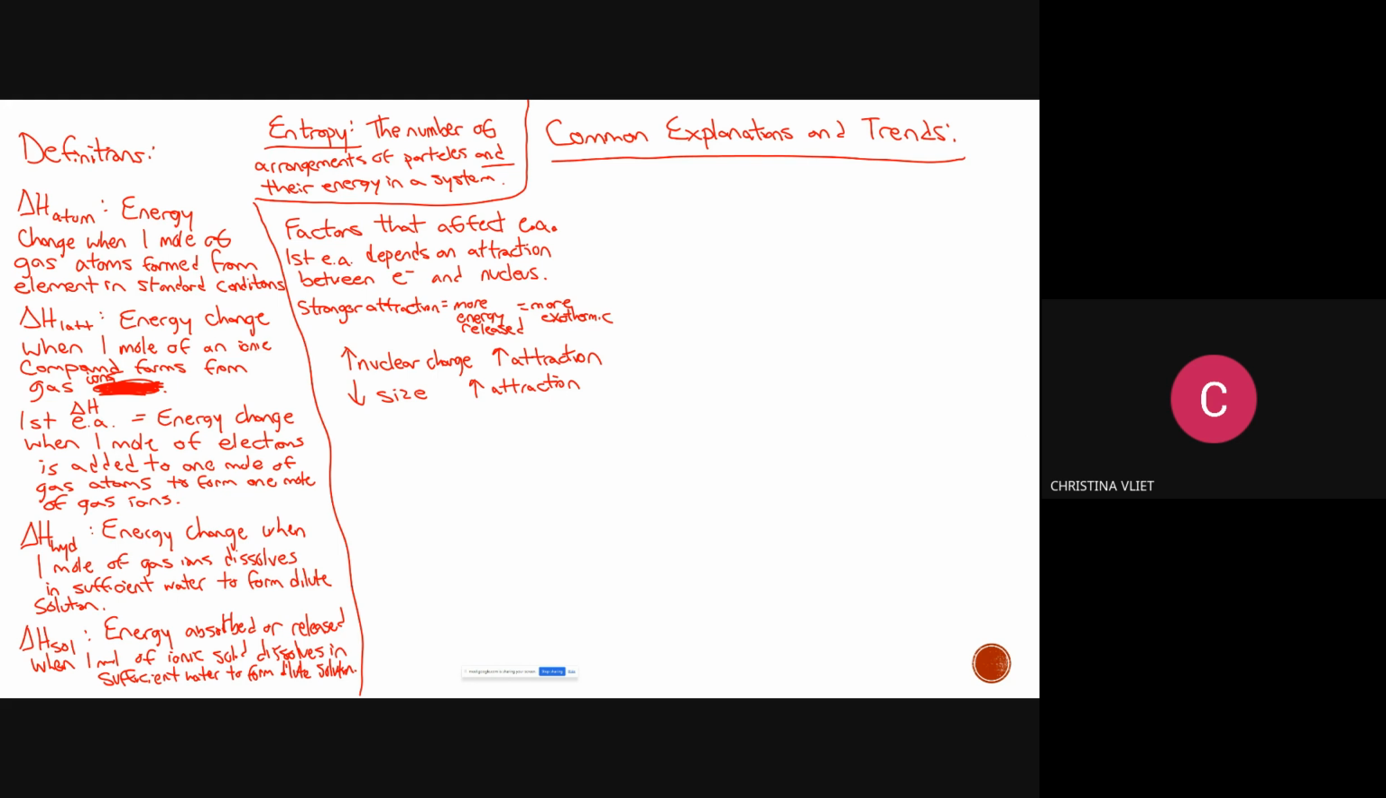Across a period, what's the factor? Nuclear charge. Down a group, what's the factor? Size. You need to write that down in your head. Nuclear charge is always across the period, because as we go across the period, we're not significantly changing the size, but we're significantly changing the amount of protons we're adding to the nucleus. And that's why across the period is always nuclear charge.